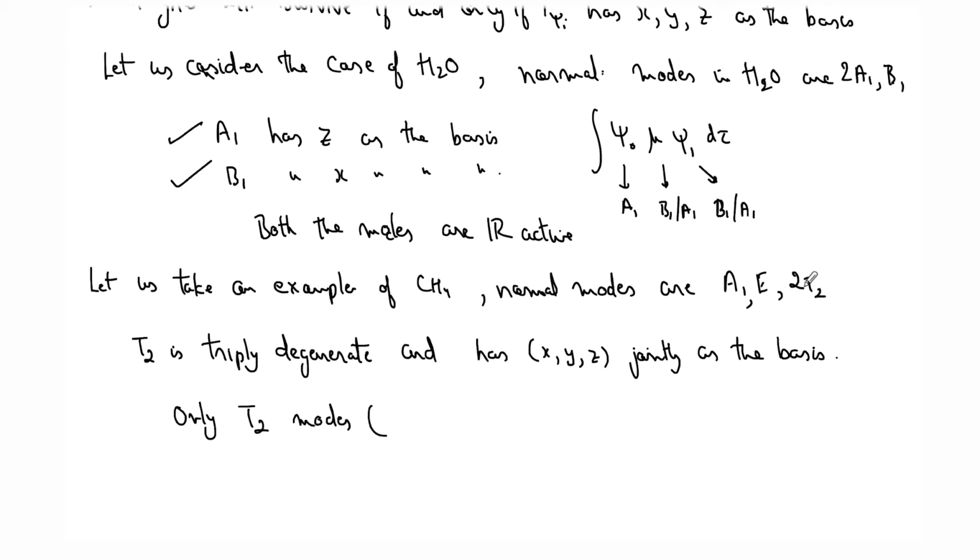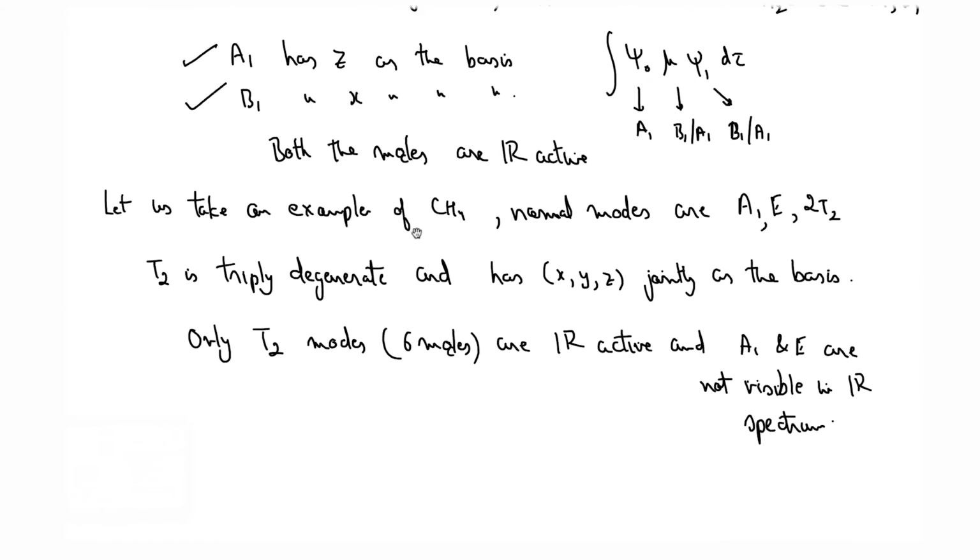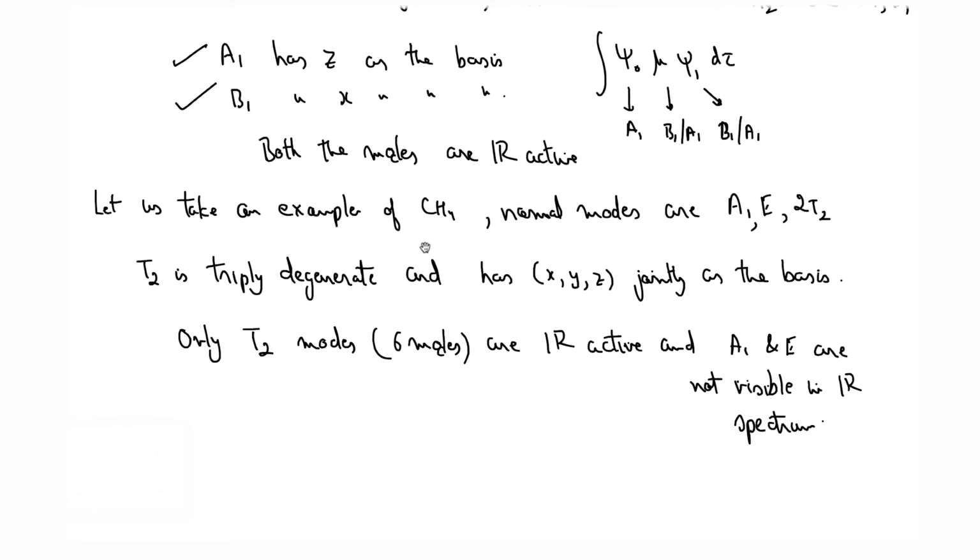So how many total modes are there then? 2 T2. That means 6 modes are IR active, and A1 and E are not visible in IR spectrum, right? So this should be very clear now. So this is for IR spectroscopy.